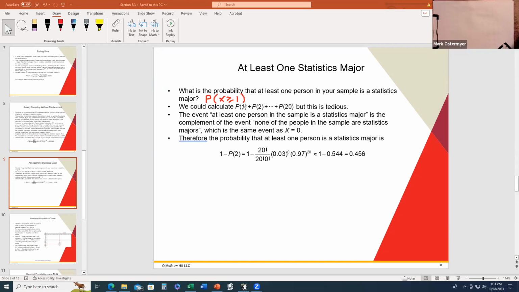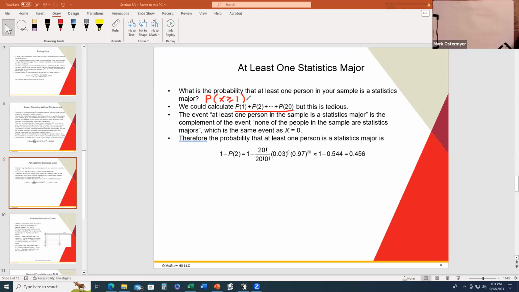Do you agree if I want to do this the long way, it's really going to be equal to the probability that I select one stats major or two stats majors or three or four or five stats majors or ... or 20 stats majors out of 20 trials. Can you imagine how long that's going to take on our calculator where we're going to have to bring up the binomial PDF function 20 different times? What a pain. There's got to be an easier way to compute this probability.